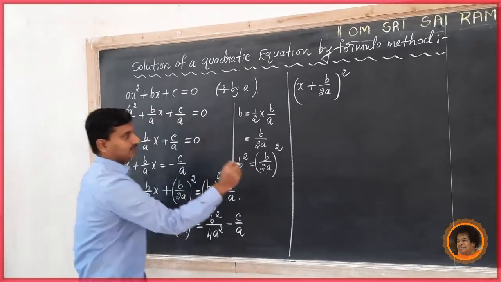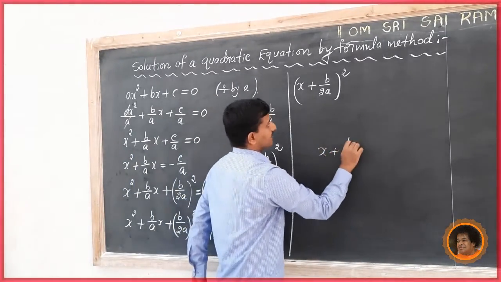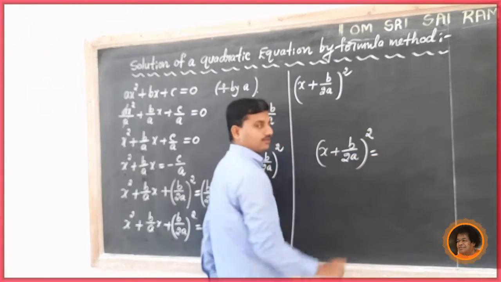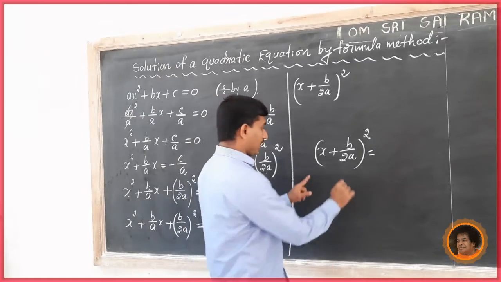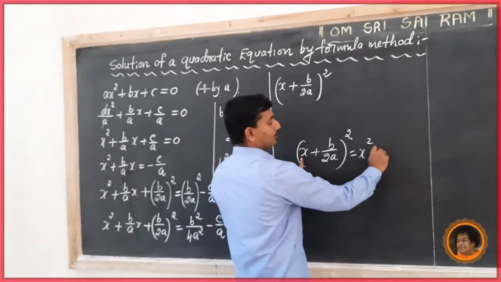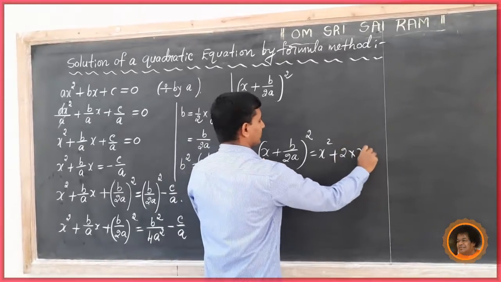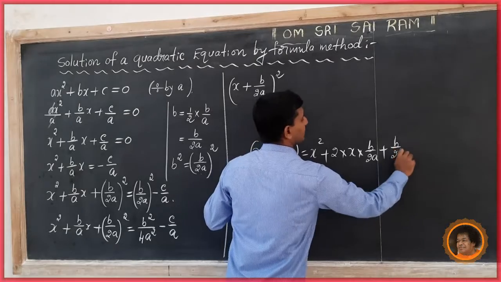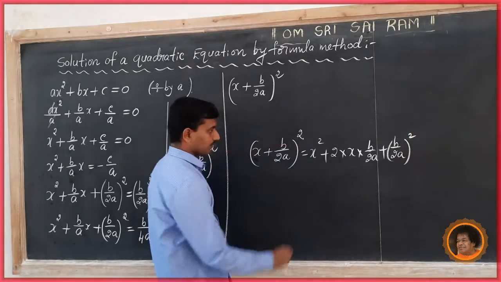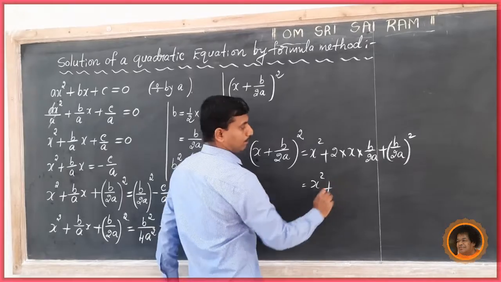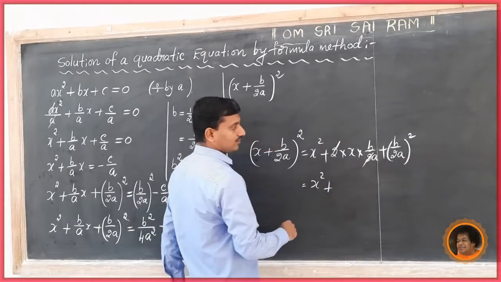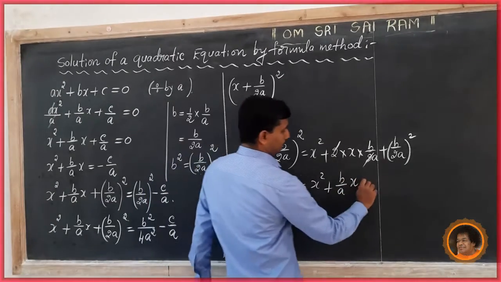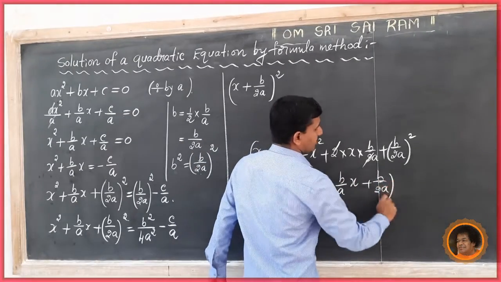Expand (x + b/2a)² with the help of the identity (a + b)². So it becomes x² + 2·x·(b/2a) + (b/2a)². Here the 2 cancels, so we get x² + (b/a)x + (b/2a)².